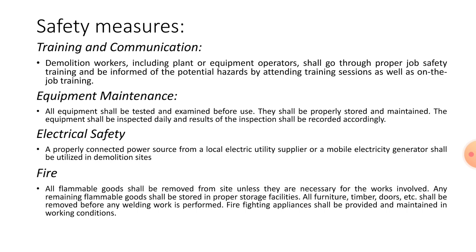Then fire: all the flammable goods shall be removed from the site unless they are necessary for the work involved. Any remaining flammable goods shall be stored in proper storage facilities. All the furniture, timber, doors, etc. shall be removed before any welding work is performed. Firefighting appliances shall be provided and maintained in working condition. So these are the main safety measures that should be followed during demolitions.